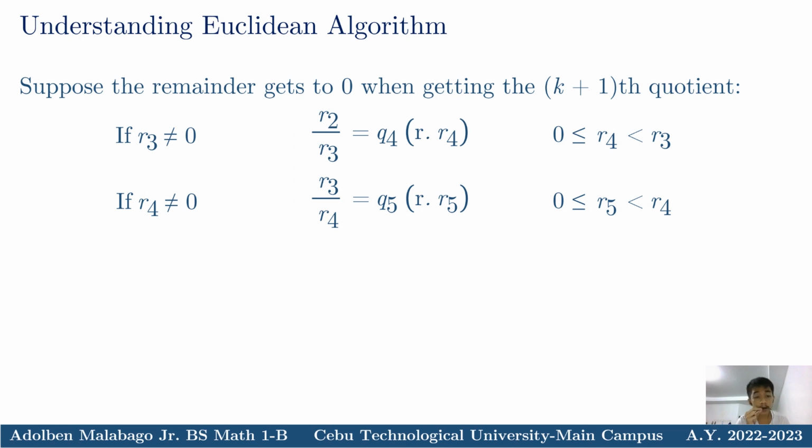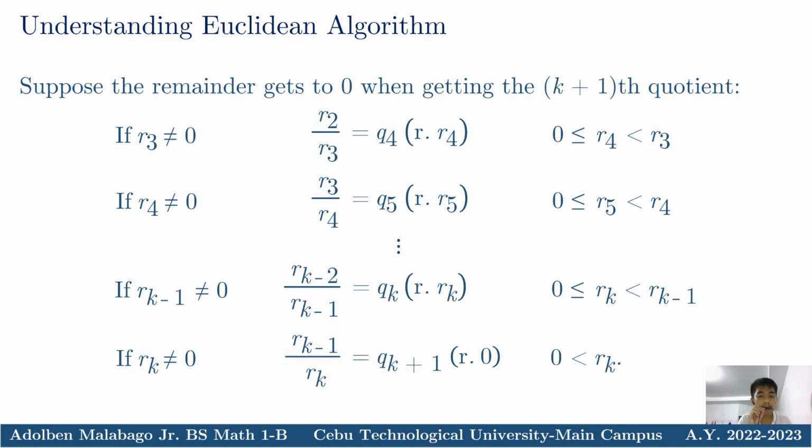And now we have a condition: suppose the remainder becomes 0 when getting the (k+1)th quotient. Here we use the arbitrary constant k to represent the last of the numbers, since positive integers are infinite in size. At some point we need to stop, in order to continue with our solution.